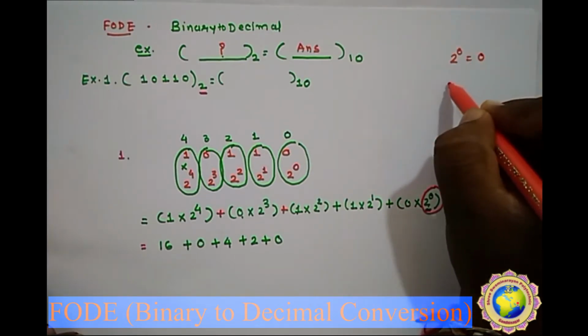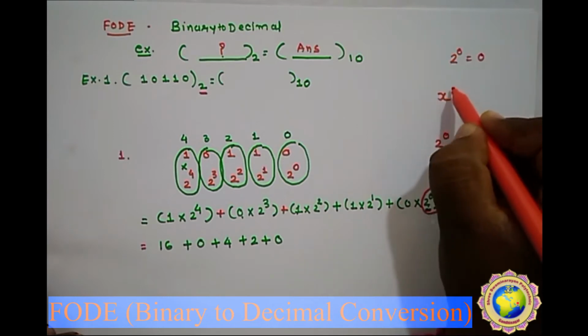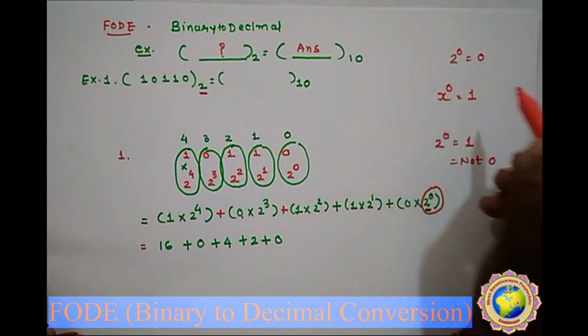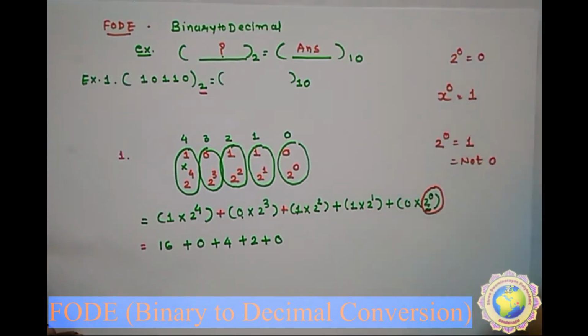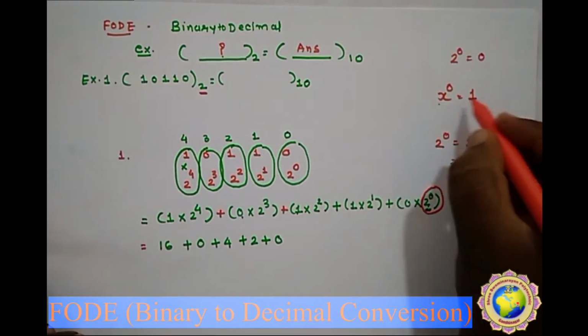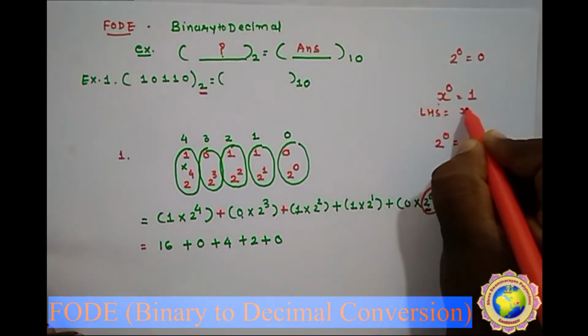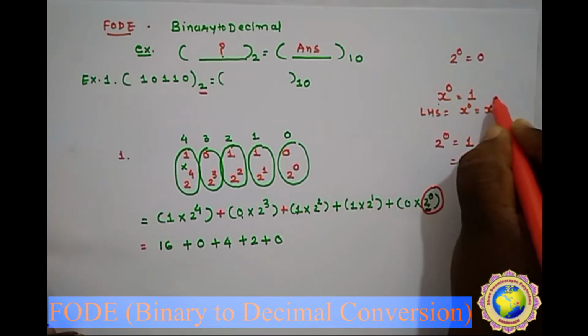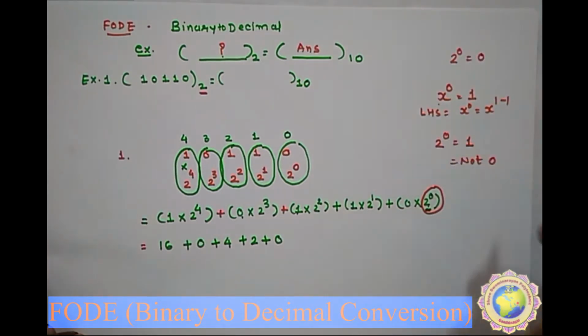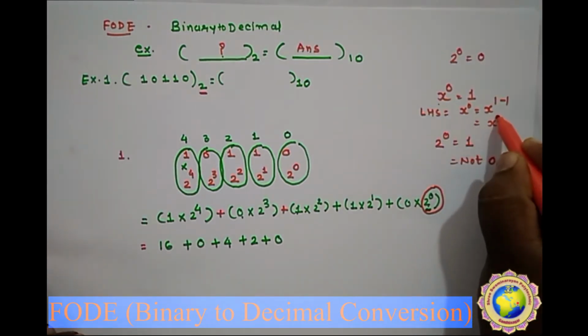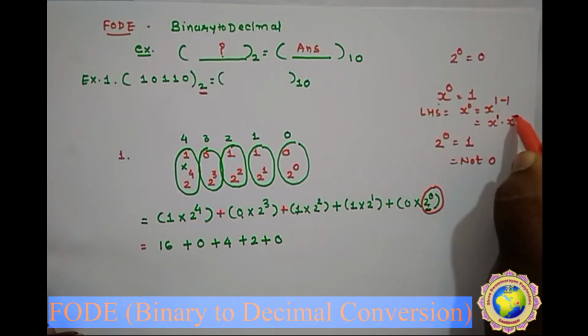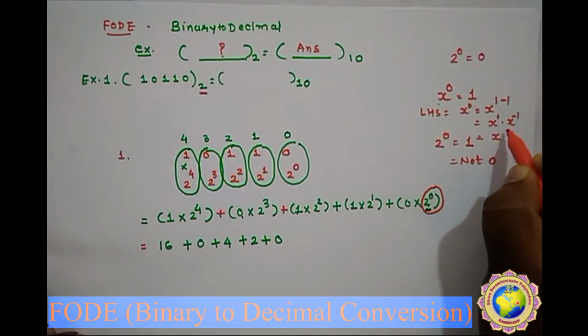But any value with a power 0, its answer is 1. Why is it 1? We will see here. Suppose you are given x raised to 0 is equal to 1, and you have to prove it. So take LHS, it's x raised to 0. So we can write here x raised to 1 minus 1. So here x raised to 1, x raised to minus 1, x raised to 1.